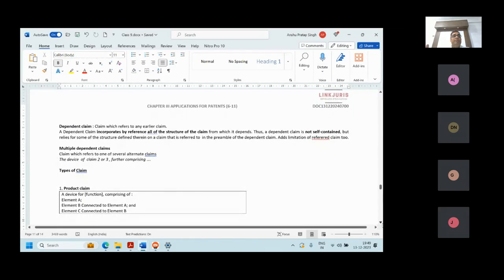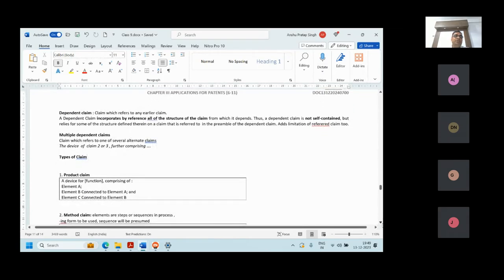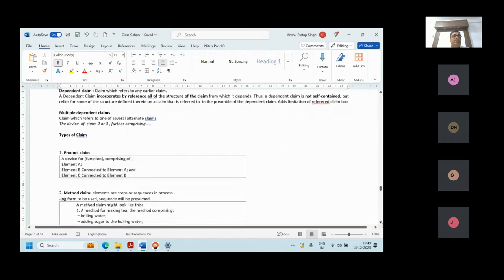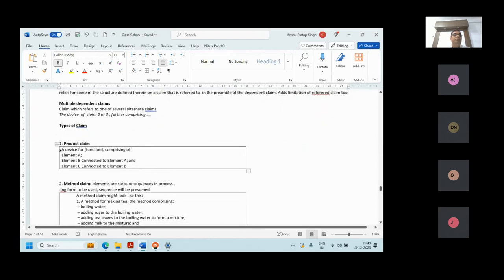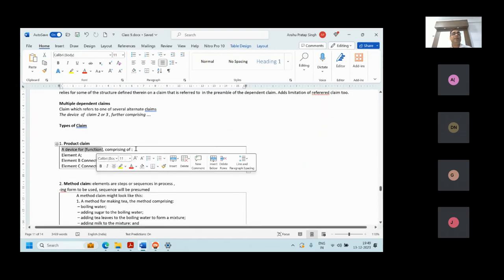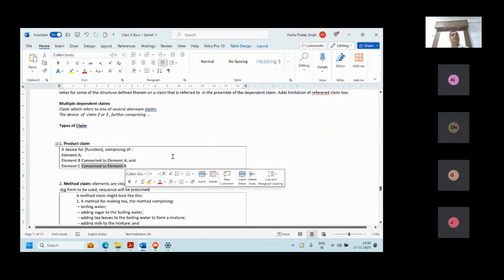Now, specific product types of claim and how they are structured, I'm giving you. Product claim, this is the structure, it will be like this. A device for whatever function you can write here, this becomes a preamble. Then comprising of, then element A, then element B, then how it is related to element A, and element C, how it is related to element B. That's how the entire product claim is like this.